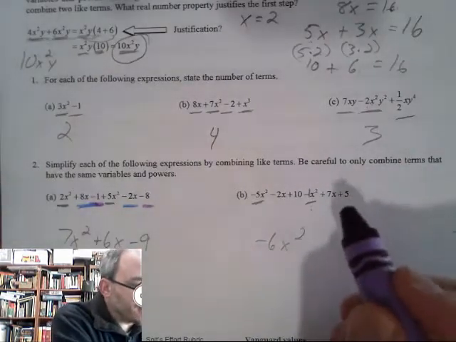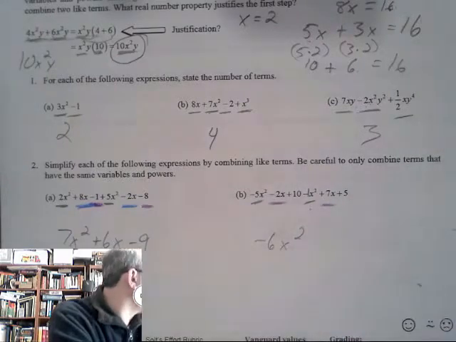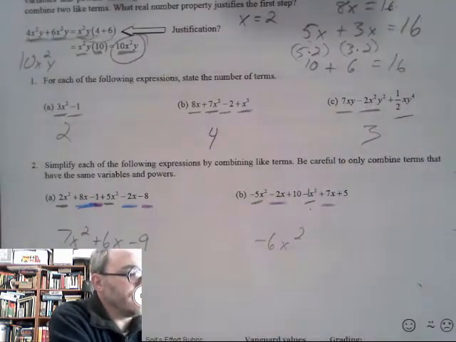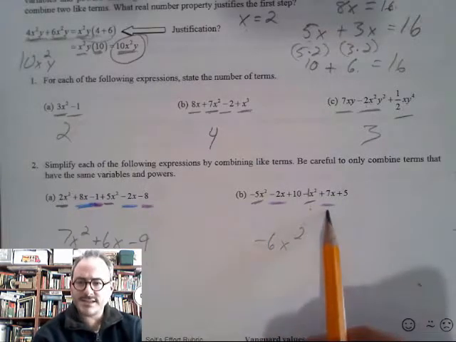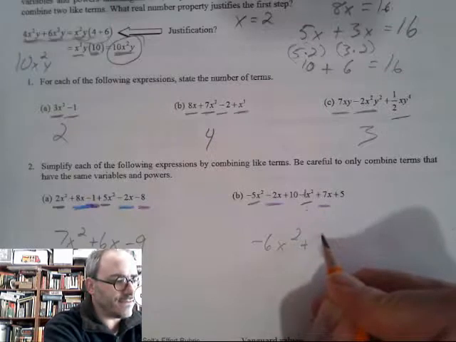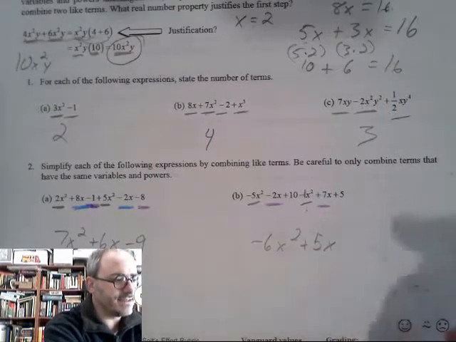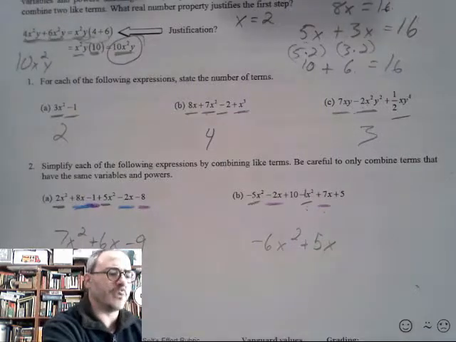Now I'm looking for just the variables that are being multiplied by x. There's 1. There's 1. I have negative 2 here, negative 2, and a positive 7. We combine those together. Negative 2 and positive 7 is positive 5x. I know those negatives can throw people off. Use your calculator to check your work.